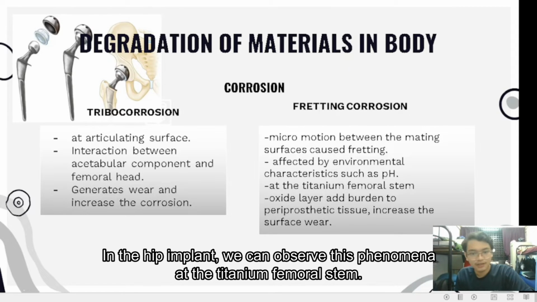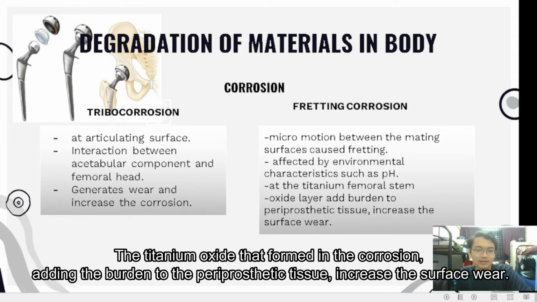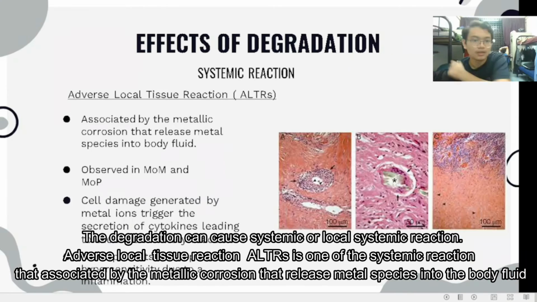In the hip implant, we can observe this phenomenon at the titanium femoral stem. The titanium oxide that forms in the corrosion adds a burden to periprosthetic tissue and increases the surface wear. The degradation can cause systemic or local reactions. Adverse local tissue reaction (ALTR) is one of the reactions associated with metallic corrosion that releases metal species into the body fluid.